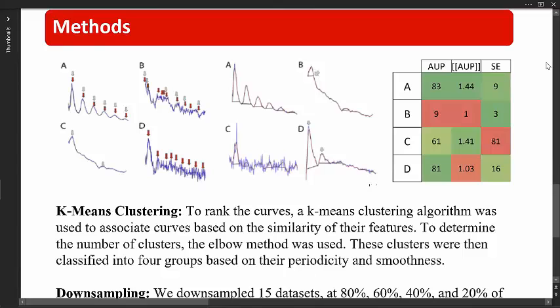There's also a variety of different metrics for determining the AUP, which is area under the peaks, and the smoothing error. So we smoothed the curves and sort of determined how much the curve deviates from the smooth curve. So all of these were required to give us metrics that we could cluster the curves using.